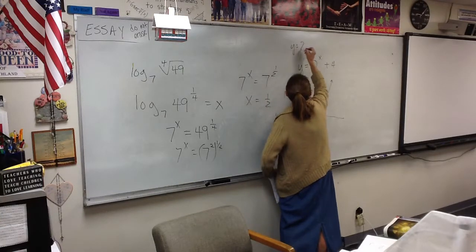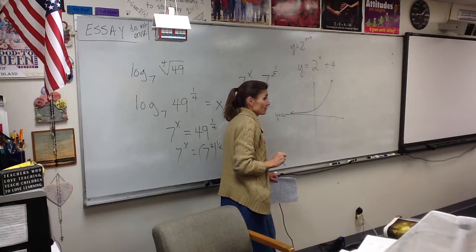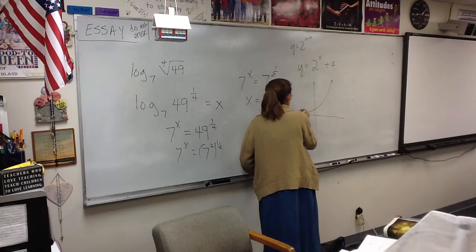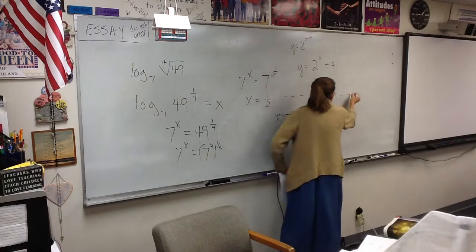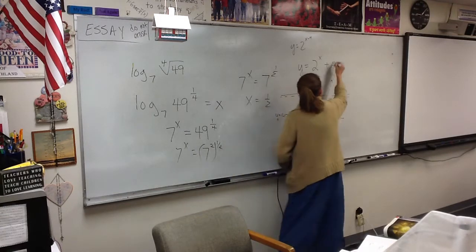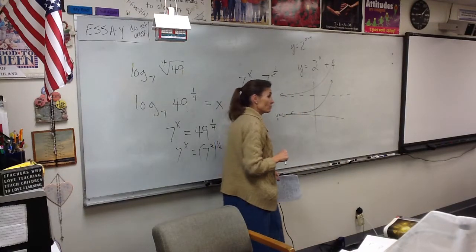If we had done this, that would move it left and right, right? So we're going to take this picture and move it up 4. So where's that asymptote going to be? If I take this one and move it up 4, now I'm going to have this picture. Where's it going to be? Y equals 4.